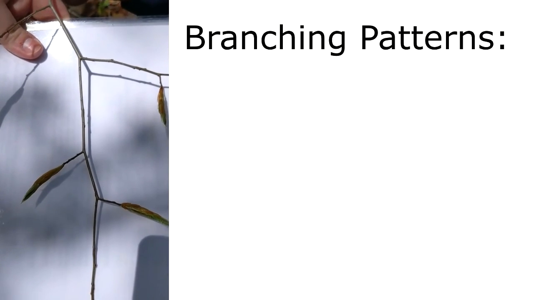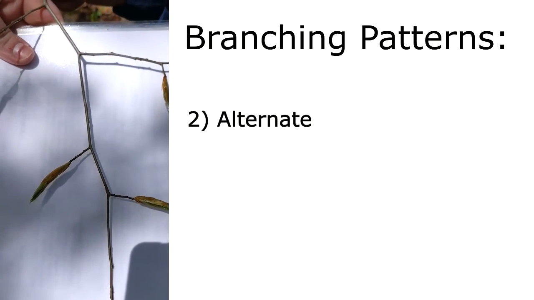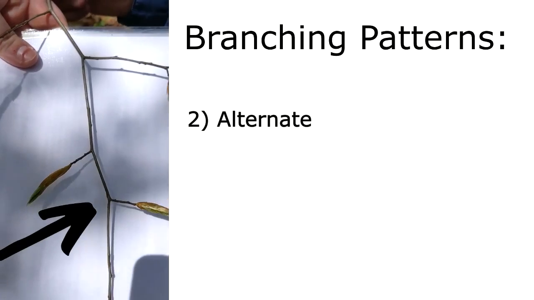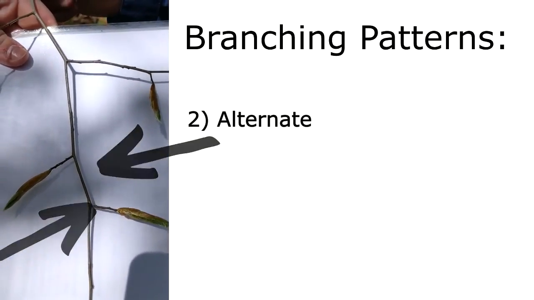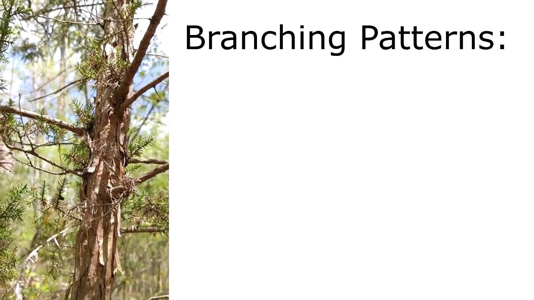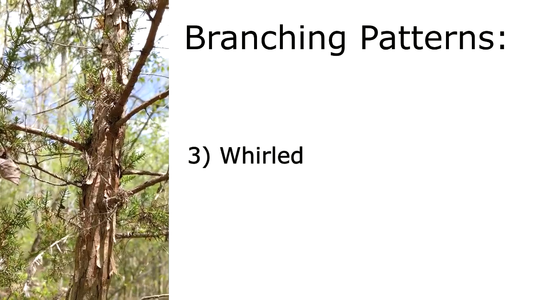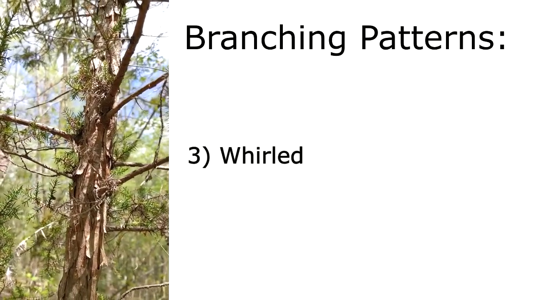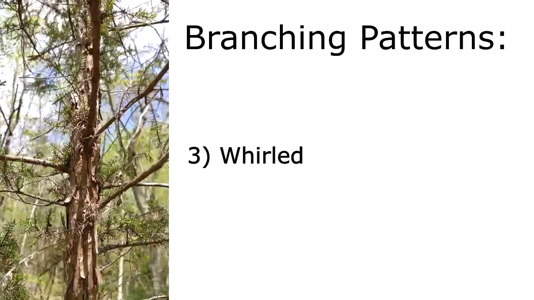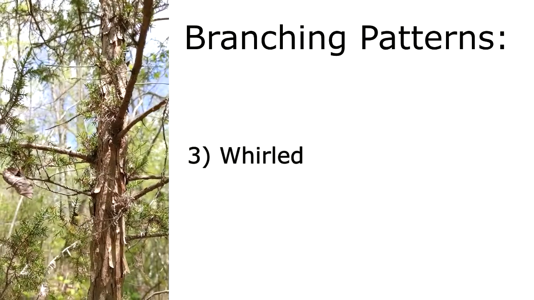This is an example of alternate branching. As you can see, these tiny branches come off the main branch at an alternate, one on the left, one on the right, pattern. The third kind of pattern that we can look for on trees is a whorled pattern, W-H-I-R-L-E-D. So this whorled pattern makes it look like these branches are attached, going up the tree in different levels. This is usually found on conifer trees.